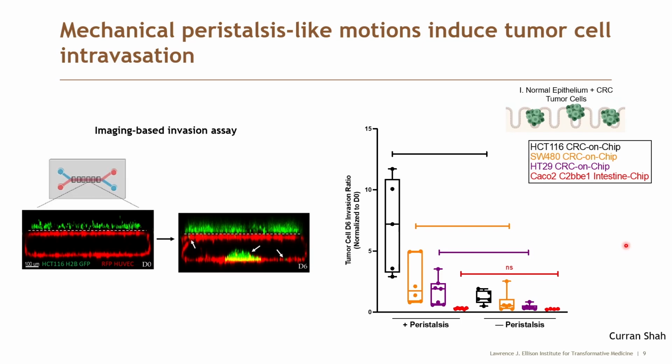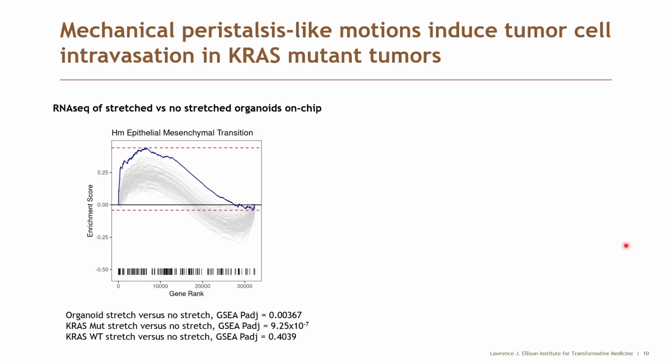Once we had this model all up and running, we did RNA-seq analysis of the stretched versus not stretched on chip. And so we compared the RNA-seq, the gene expression of the stretched versus no stretch. And you can see one of our top hits was this epithelial to mesenchymal transition is enriched in this stretch versus not stretch condition.